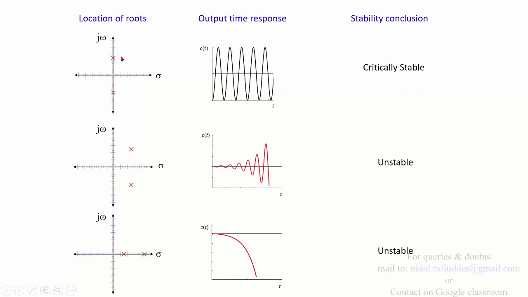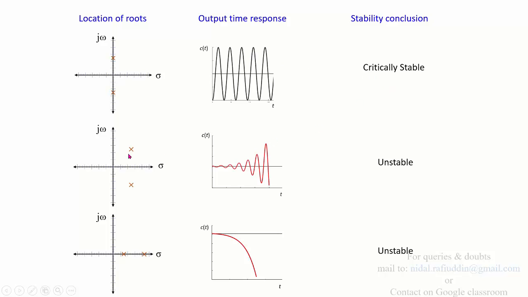While if you are going to have the poles lying on the j omega axis or the imaginary axis, so this is the imaginary axis and this is the real axis, if the poles lie on the imaginary axis, in that case you're going to have persistent oscillations without any sort of damping like this, and such a type of system is said to be critically stable.